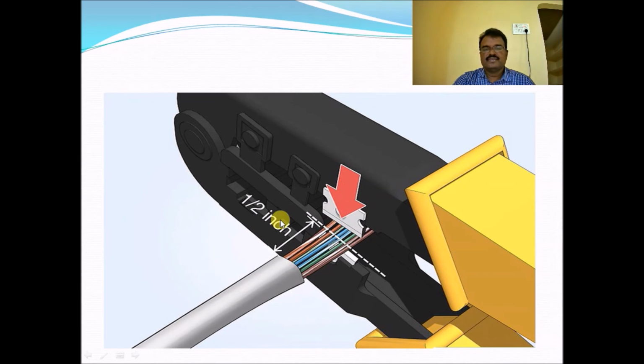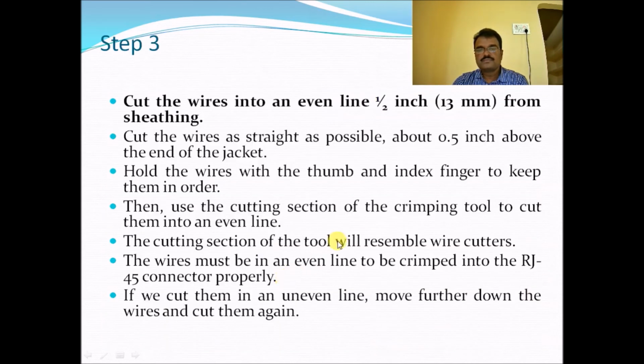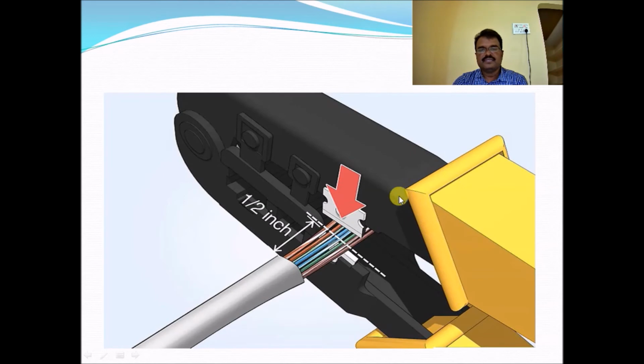So like that, we have to insert in the cutting section of the crimping tool about half inch, because we have arranged in a manner either according to straight through cabling or crossover cabling. After arranging the wires with the fingers, we have to keep them in the same order, and we have to put the arrangement in the cutting section of the crimping tool to make them the same even line like this.